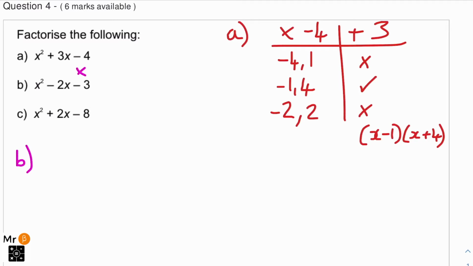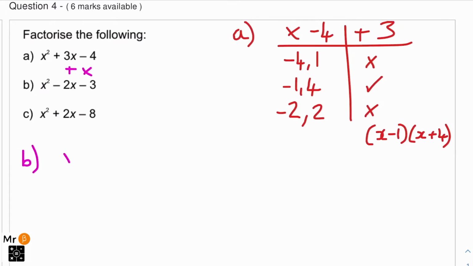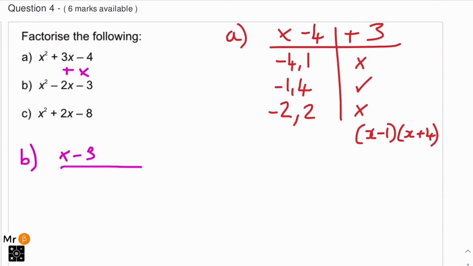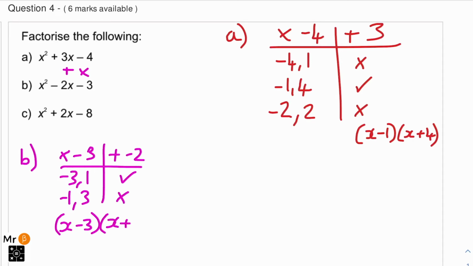So in part B, we're timesing to make negative 3, and we're adding to make negative 2. So again, I know that one of them must be positive, one of them must be negative. So I write down my factors of 3. This one's quite easy because it's prime. So we've got negative 3 and 1, and negative 1 and 3. Negative 3 plus 1 gives me negative 2, and just double check, negative 1 plus 3 gives me positive 2. So therefore my solution would be x minus 3, x plus 1.